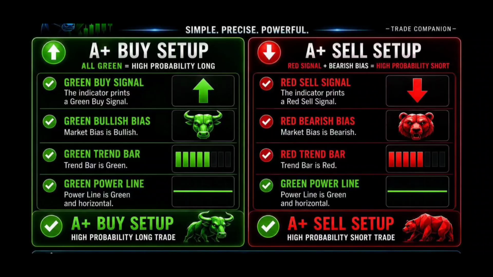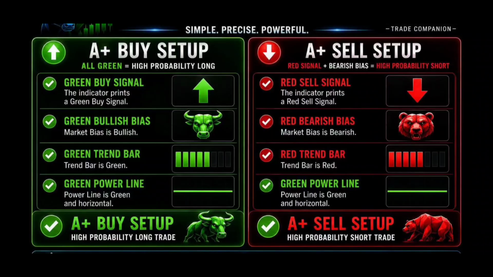You want to see a green bullish bias. Remember I showed you the bias in the upper right hand corner. It's either going to say bullish, bearish, or neutral. If it's neutral, you don't do anything. You just wait. Patience is key in trading. Patience brings wealth in trading. So you look for a green bullish bias, which lets you know that the market has been going up. That's the bias. That's the nature of the market at the time.